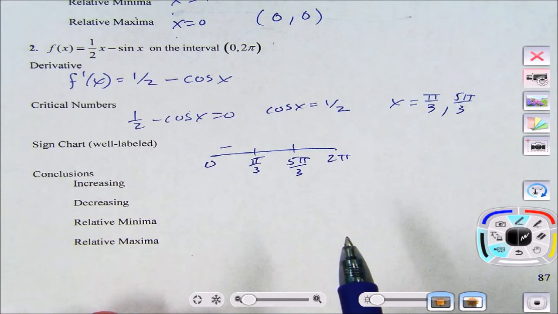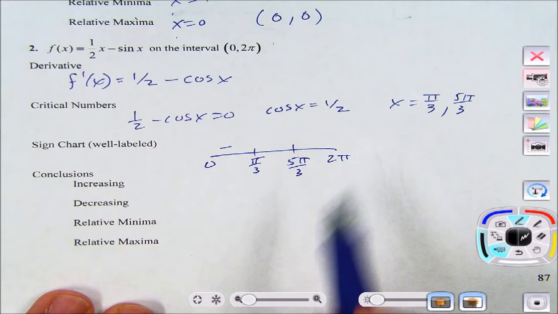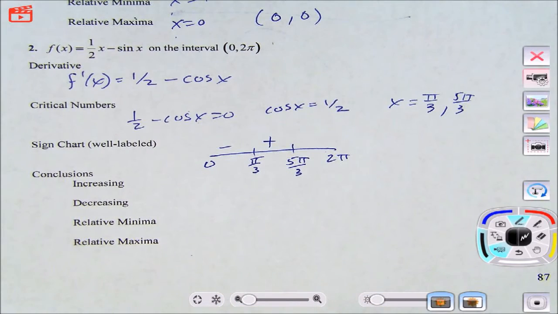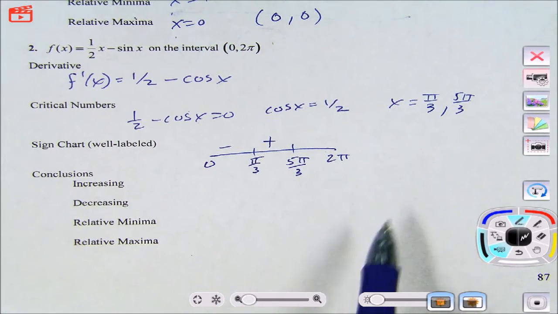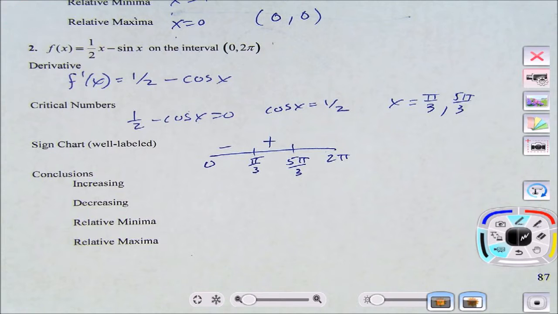Cosine of pi is negative 1. So it's 1/2 plus 1. So that's positive. Okay. What's between 5 pi over 3 and 2 pi? This is a little harder. 11 pi over 6.